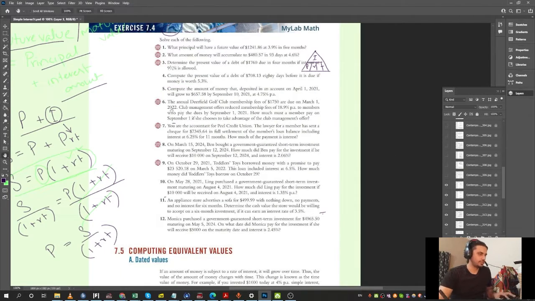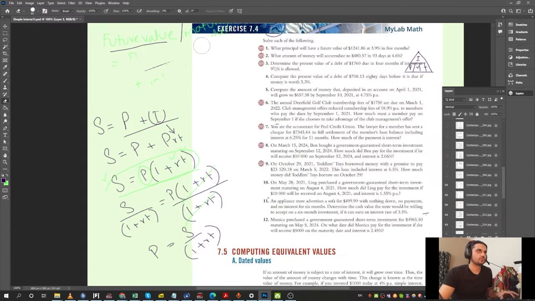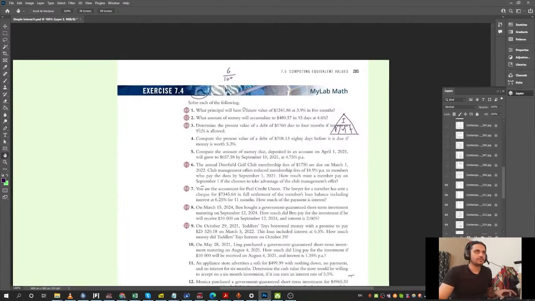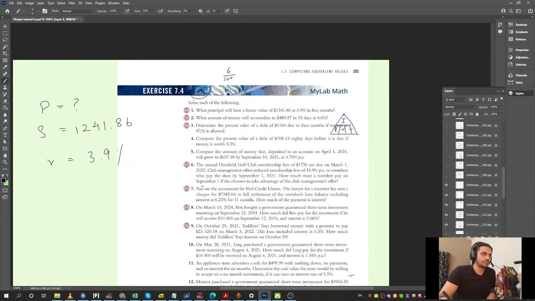Okay, no, we don't have any more examples, but we can work through some of these questions. So let's try question 1. What is question 1 asking us? Question 1 is asking us, what principal will have a future value of this much at this rate in 5 months, right? So it's asking for the principal amount or the present value, and the future value S is already given, 1241.86, and the rate of interest is given, 3.9%, and 5 months, so time equals 5, so 5 over 12, right?